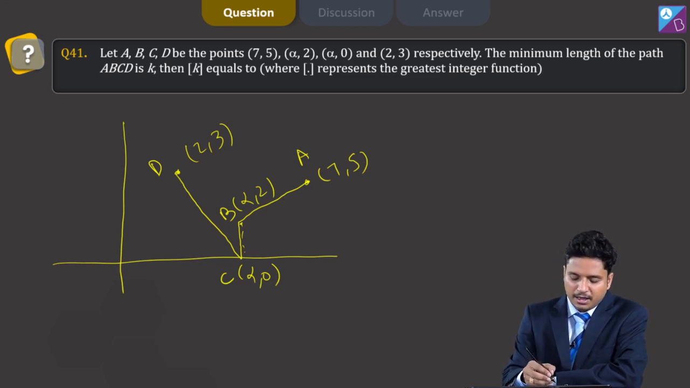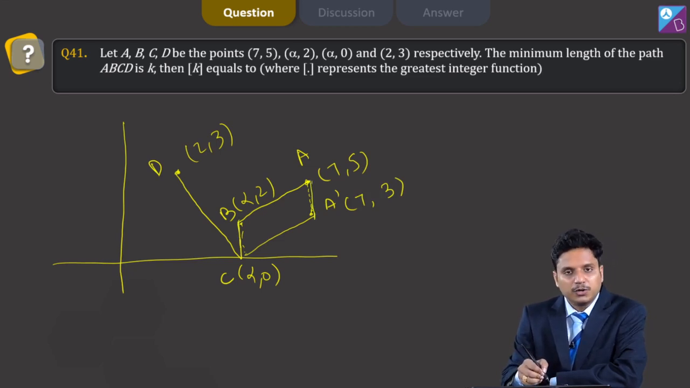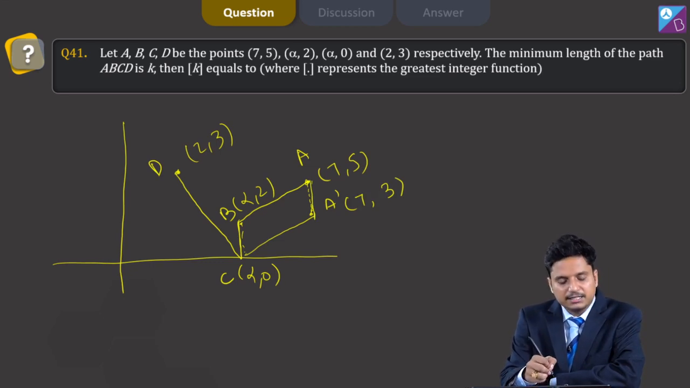So what we can see, if we consider a point A dash, and with the help of A dash we complete this parallelogram, then this point will be (7, 3), obviously, because it is 2 units, that's why we are going 2 units downward. So A dash is (7, 3), and here C is (alpha, 0). So as you can see, this BC path is always going to be constant, equal to 2 units, and AB is the same as A dash C. So these two sides AB and A dash C are equal.